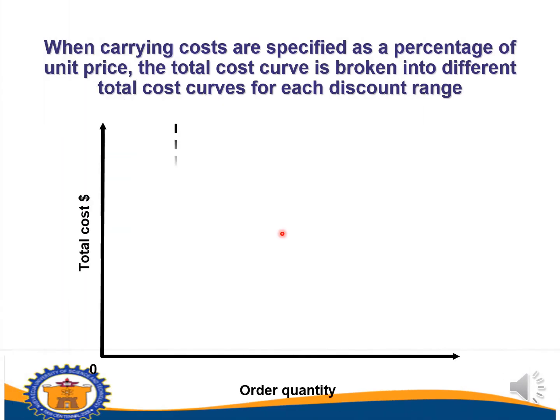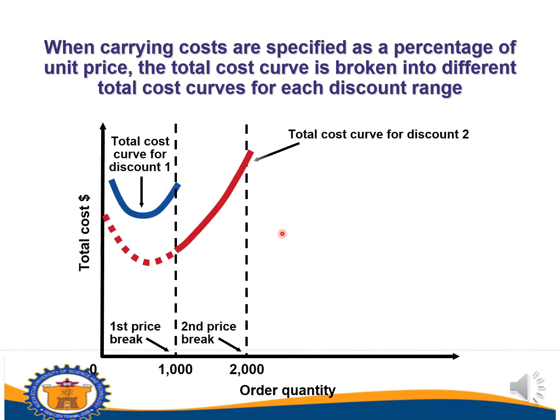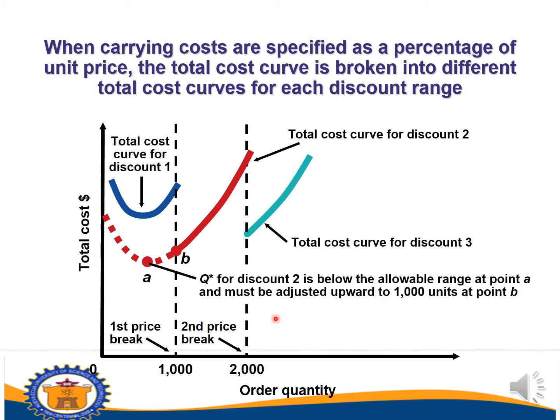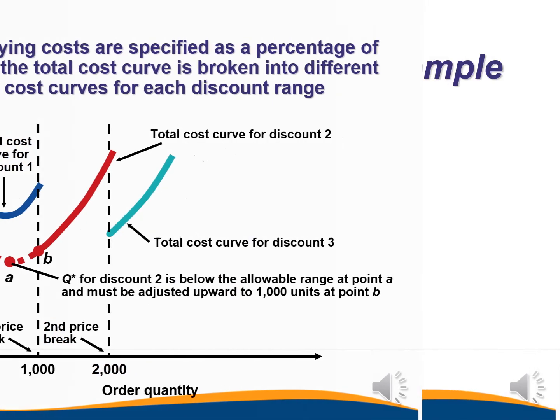Many suppliers offer discounts for ordering higher quantities of inventory items. This model balances the benefits of ordering higher volumes of inventory with the cost of holding it. So, the only feasible one here is discount number 1 because it reaches its own discount range, which is 0 to 999 discount quantity. Because the Q star for discount number 2 is below the allowable range at point A and must be adjusted upward to 1,000 units at point B.